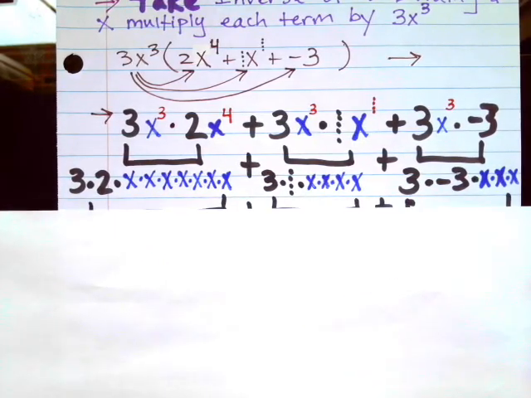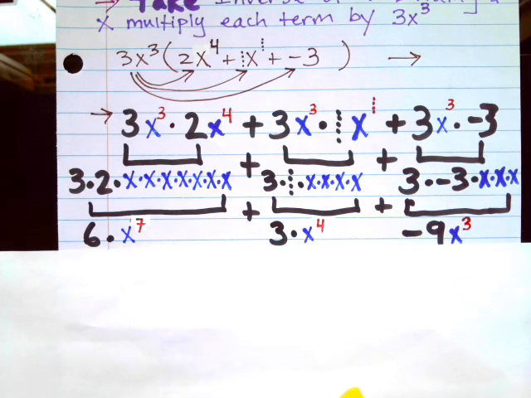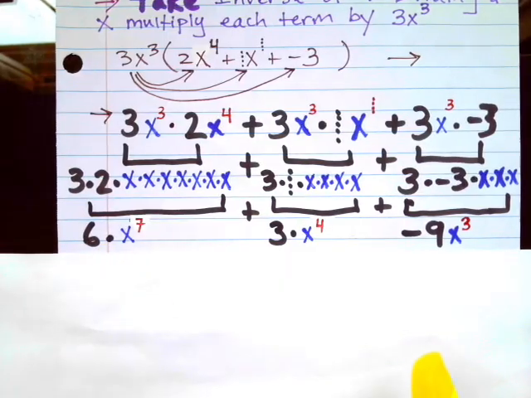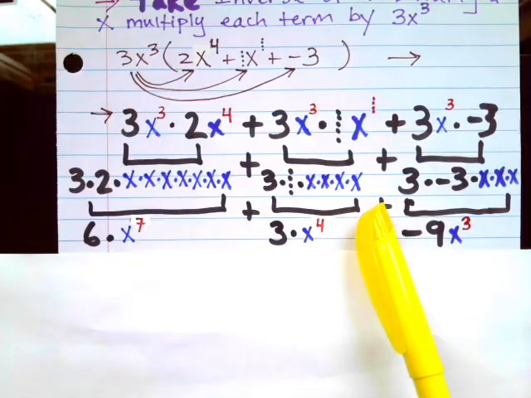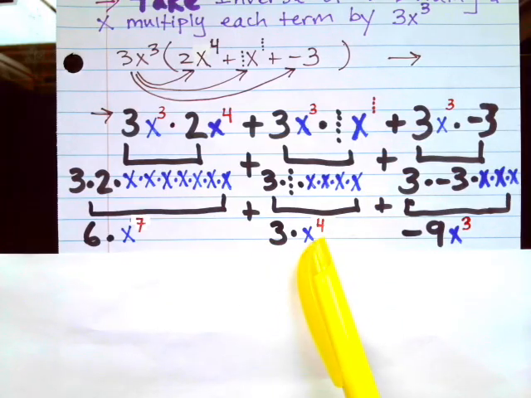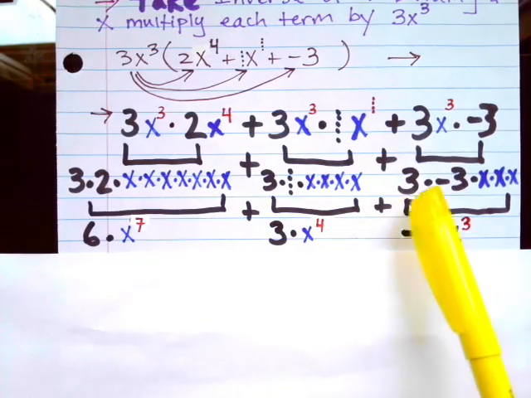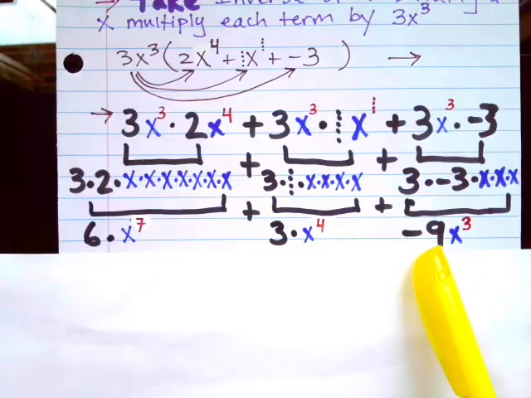All right, so 3 times 2, again, is 6. How many x's do I have? I have 7 of them. 6 times that invisible one is 6x to the 7th power. Plus, 3 times 1 is 3, times how many x's? I have 4 of them. So 3 times that x to the 4th. Plus, I just bring that plus sign down. 3 times a negative 3 is negative 9 times 3 x values.